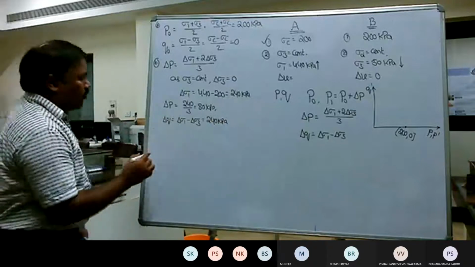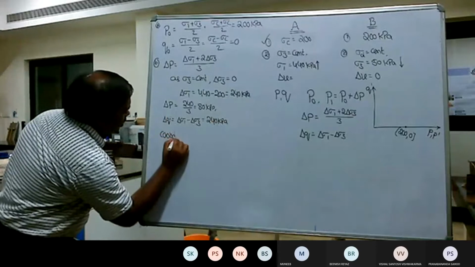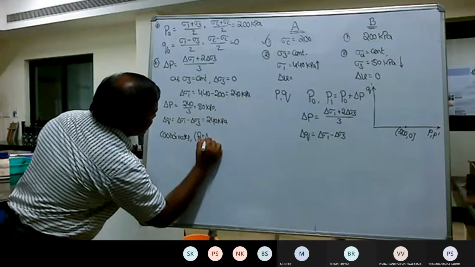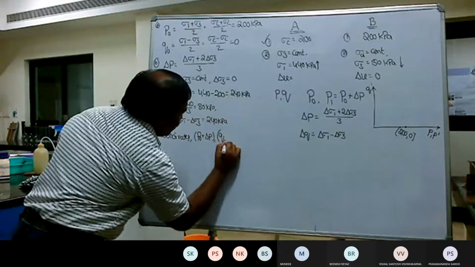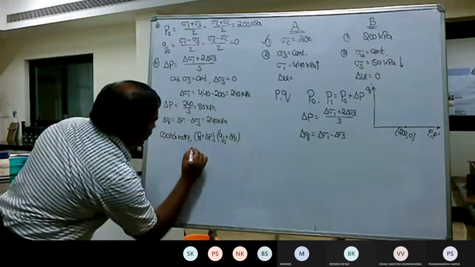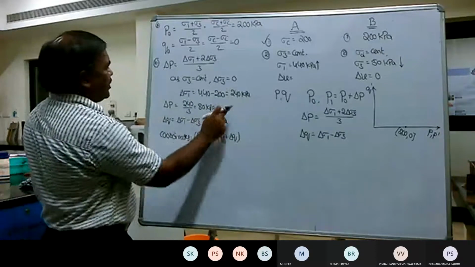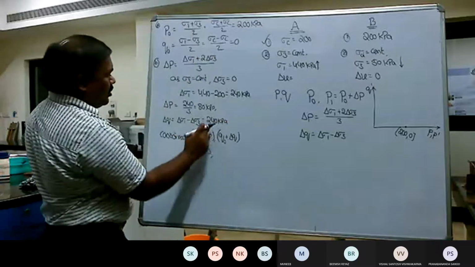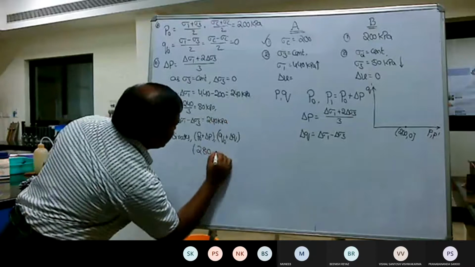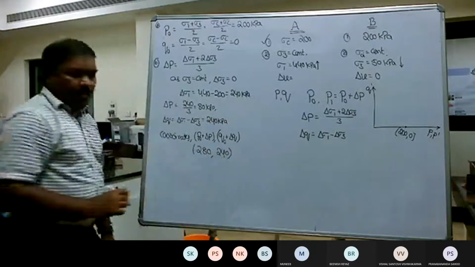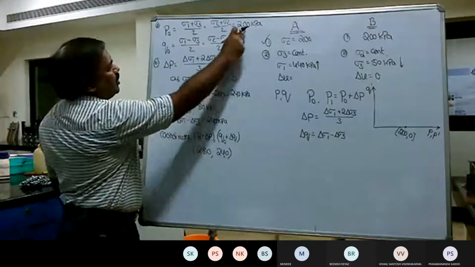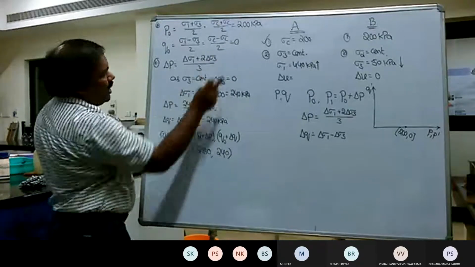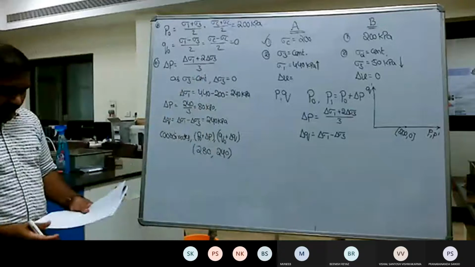Okay, so now go for the coordinates. Coordinates are P naught plus delta P comma Q naught plus delta Q. So P naught is 200 plus delta P is 80, so 280 kilopascal. Then Q naught is 0 and delta Q is 240. So 280 comma 240.